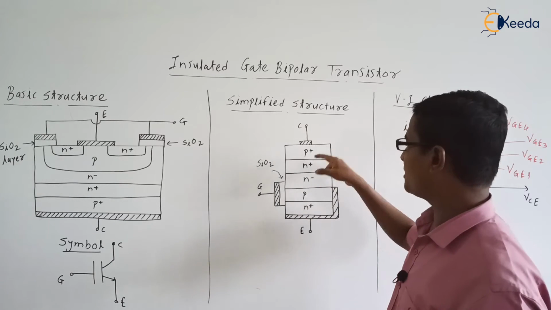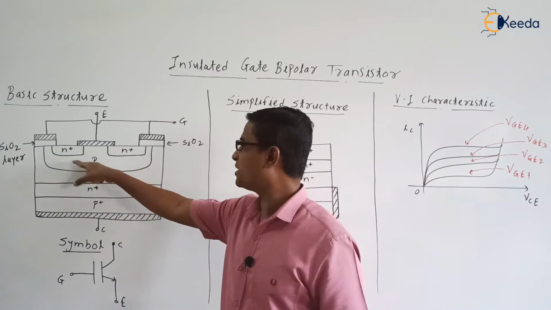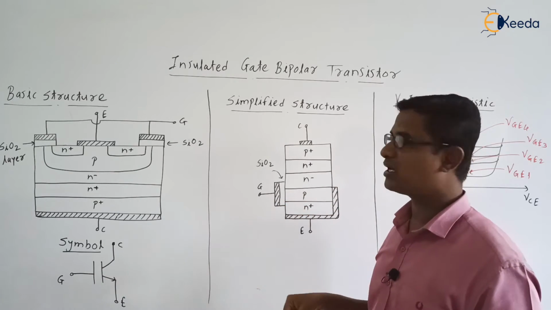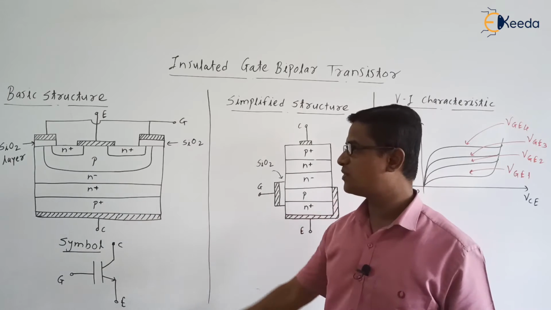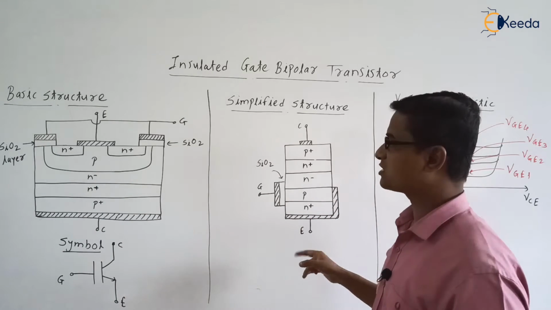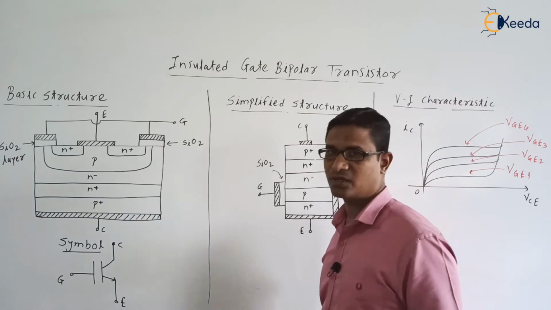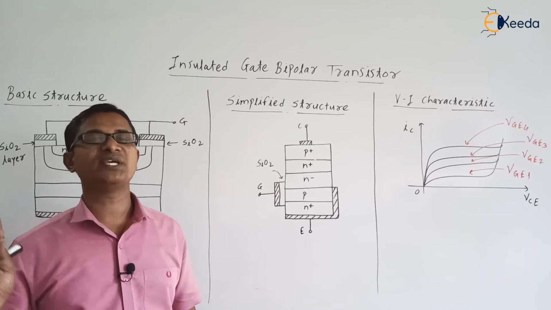The gate terminal is connected through the SiO2 layer to the N plus, P and N minus layer. The collector terminal is connected to the P plus layer, and the emitter terminal is connected to the P and N plus layer. So this is the simplified structure which we have drawn from the basic structure.